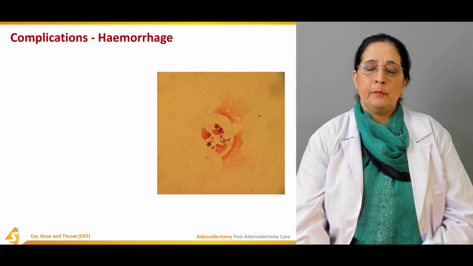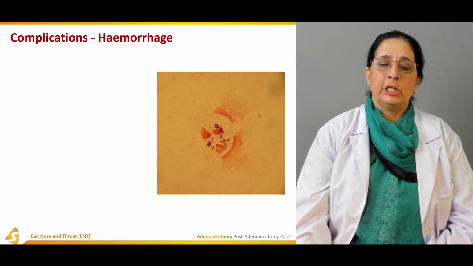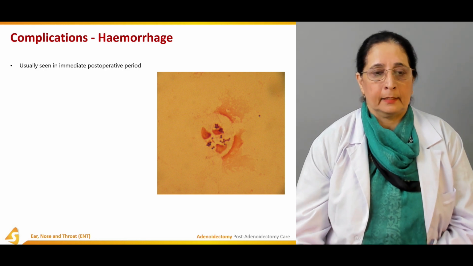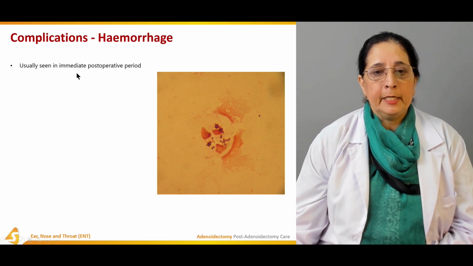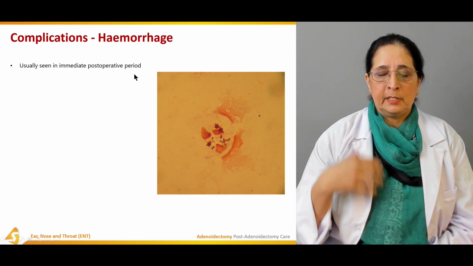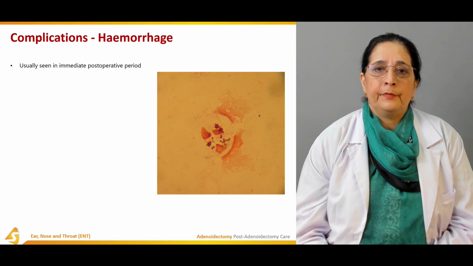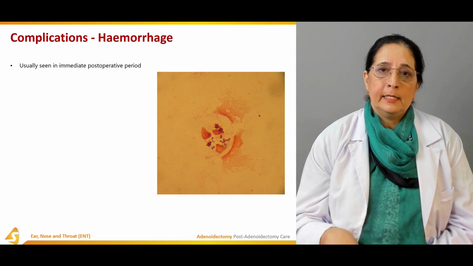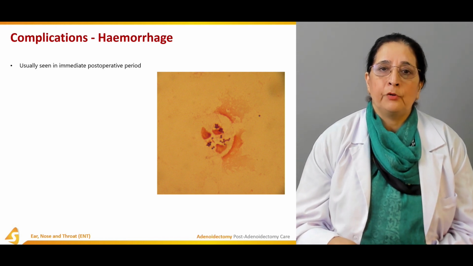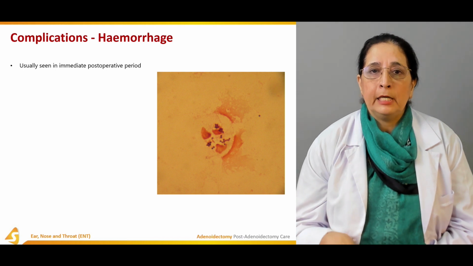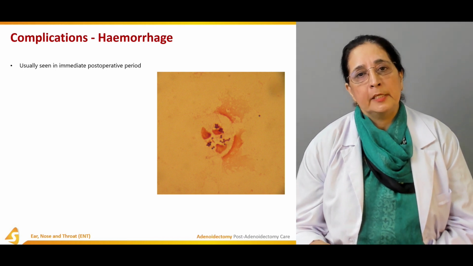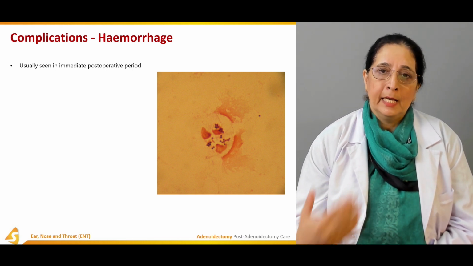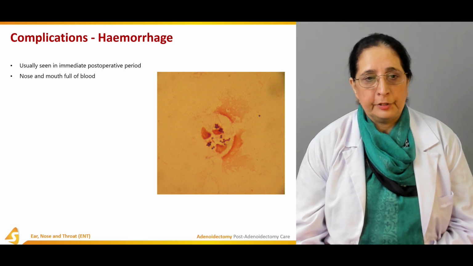Complications. The first and most common complication of adenoidectomy is haemorrhage. It is usually seen in the immediate post-operative period, right after the surgery. This bleeding is usually from the raw area from where the adenoids are removed, which is the primary haemorrhage or primary bleeding immediately after the procedure.